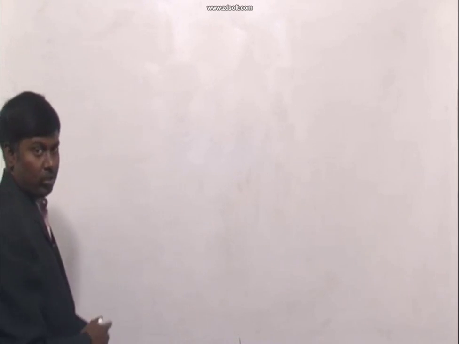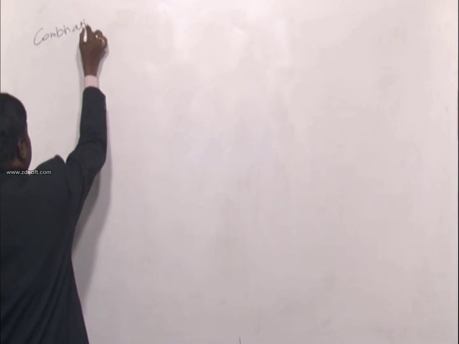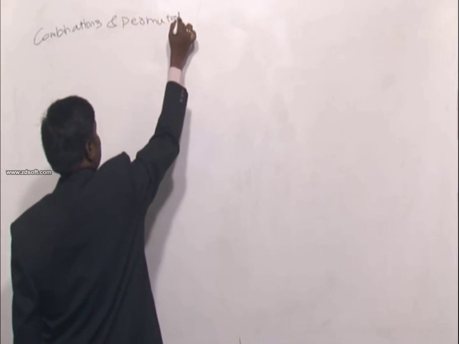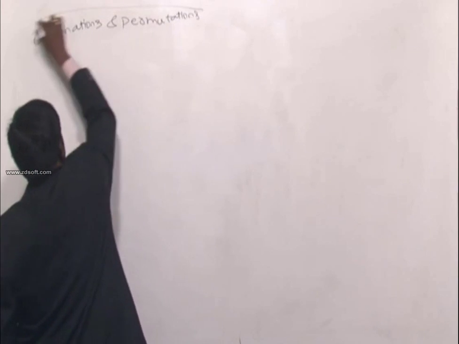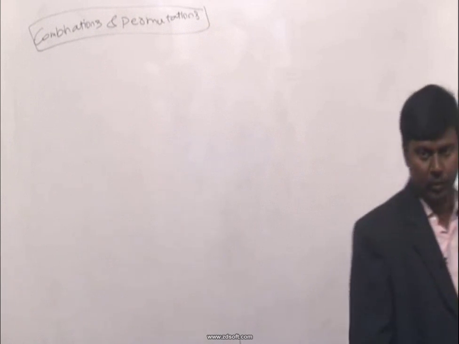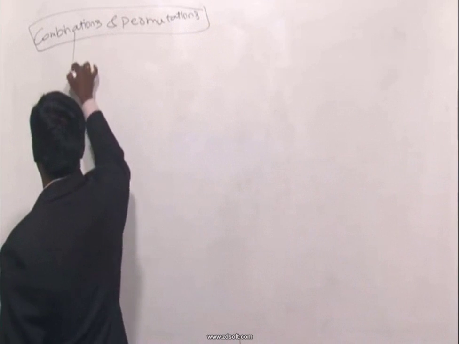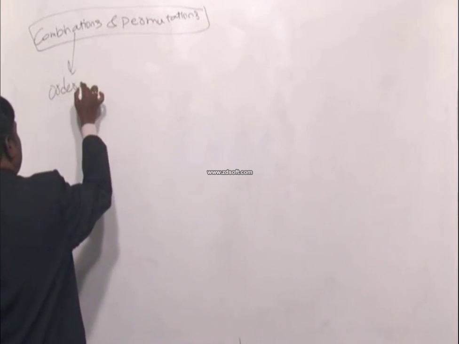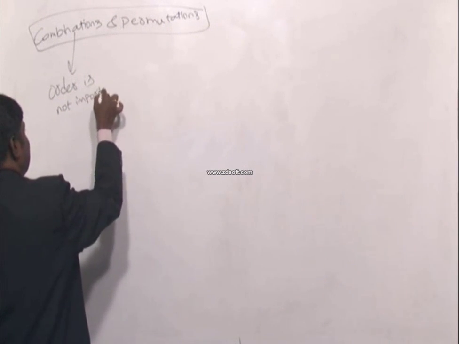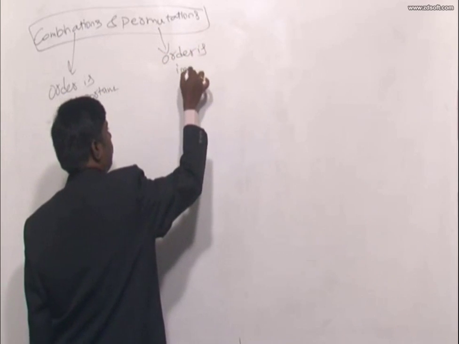Next, let us consider last but not least permutation and combinations. Okay, I have written combinations first, permutations later, because in combinations order is not important. In permutations, order is important.